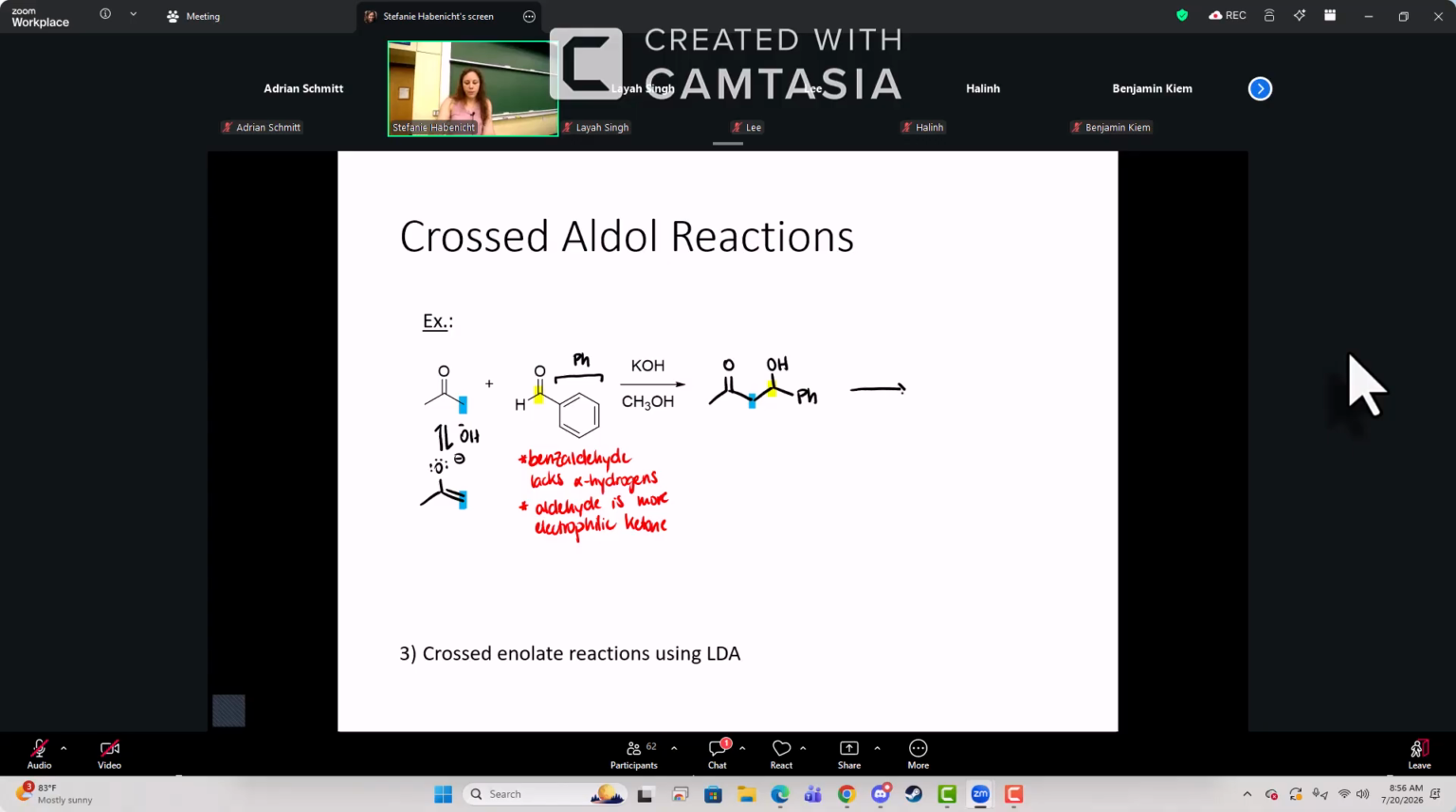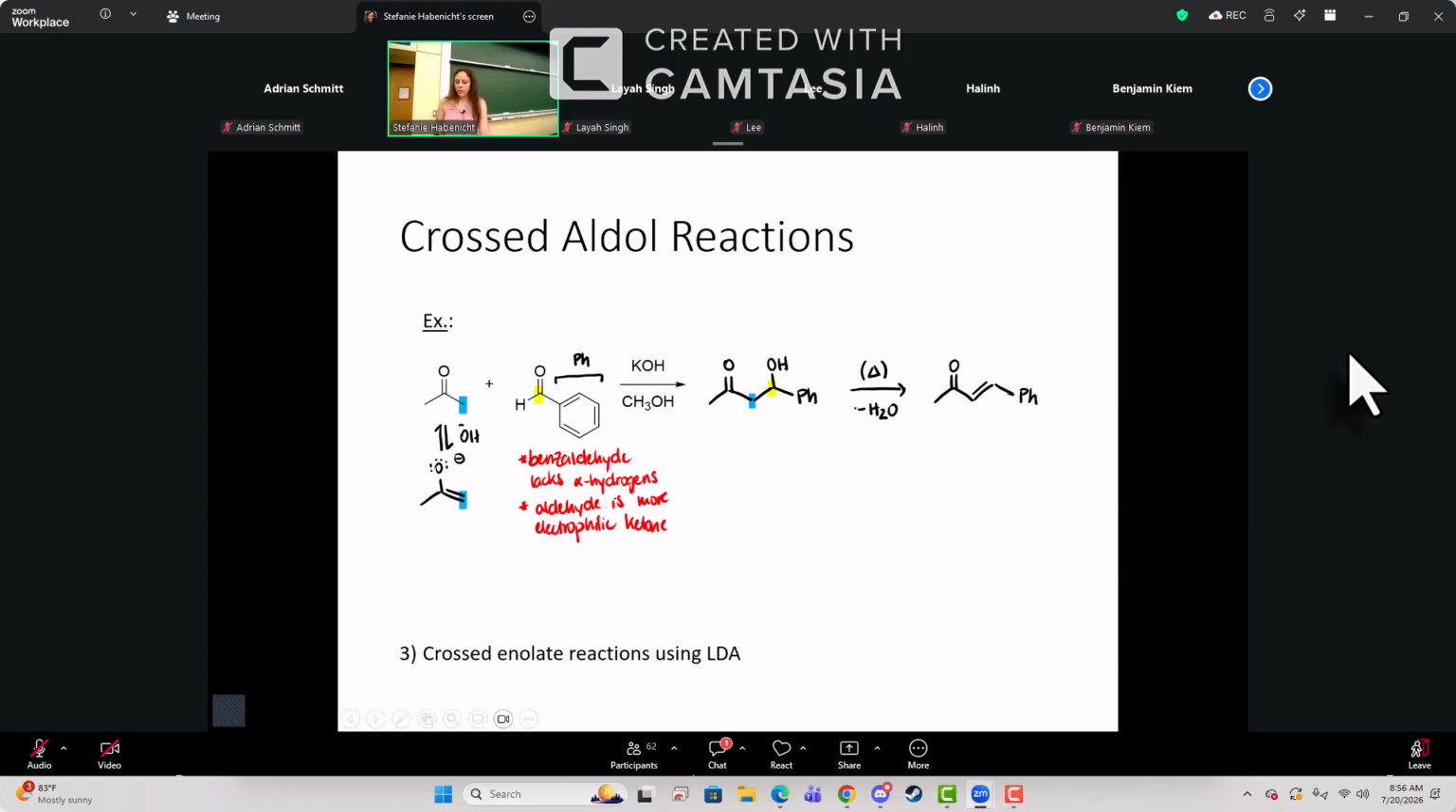And this beta hydroxy ketone will now dehydrate to give the alpha beta unsaturated carbonyl compound, the alpha beta unsaturated ketone. Water is eliminated to give this aldol condensation product. And typically we apply heat to make this happen, but I put it in parentheses because this particular example won't need heat. This dehydration occurs readily at room temperature.